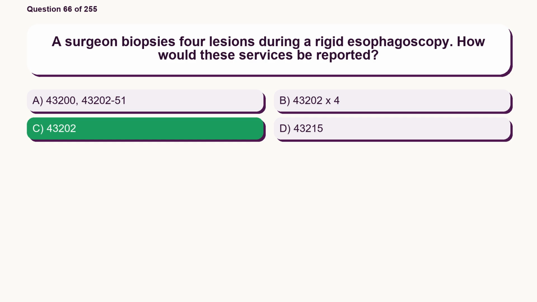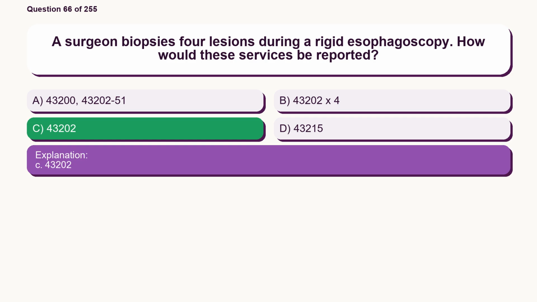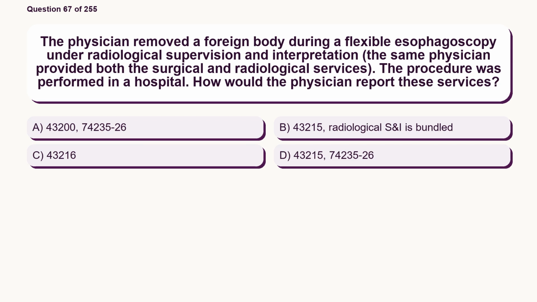43,202. C, 43,202. Question 67. The physician removed a foreign body during a flexible esophagoscopy under radiological supervision and interpretation. The same physician provided both the surgical and radiological services. The procedure was performed in a hospital. How would the physician report these services?